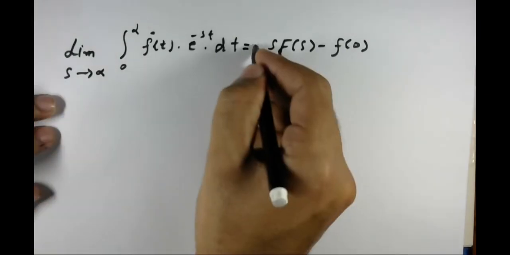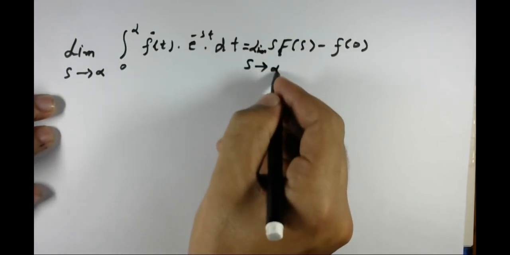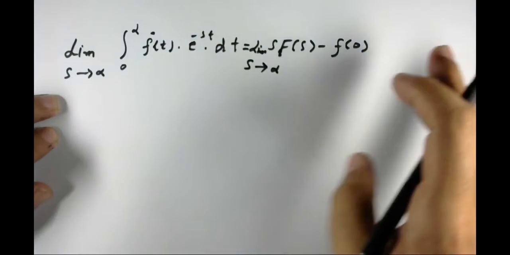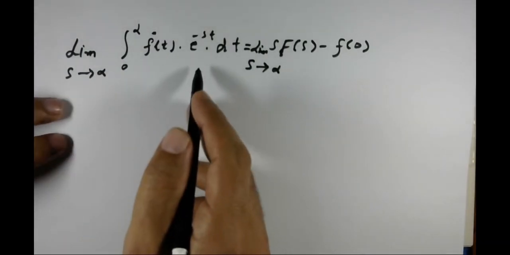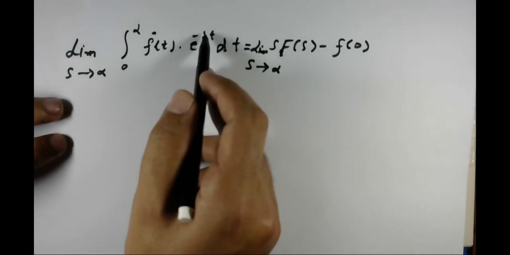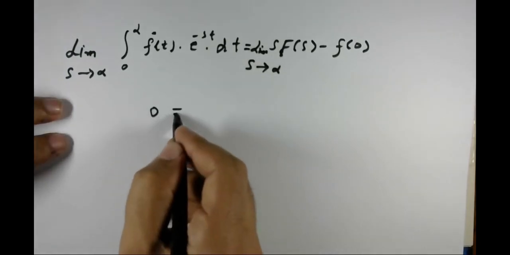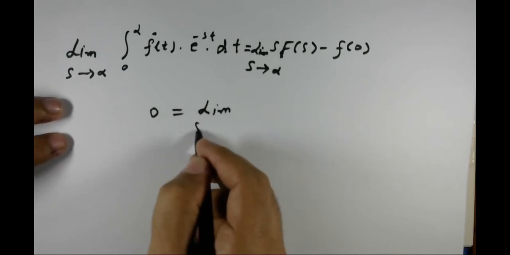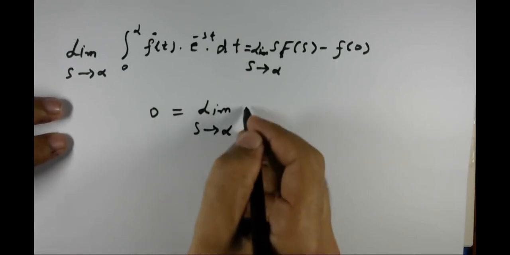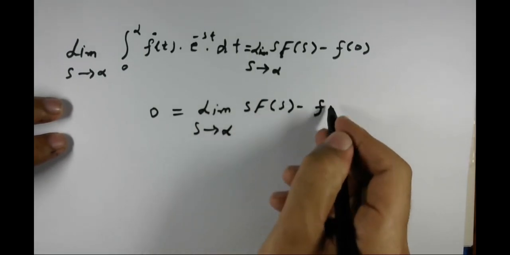Now let's say we apply limit to this total equation, that is, s approaches infinity over here, and limit s approaches infinity over here. What will happen to this when s approaches infinity? Here is a term e raised to the power minus s, so this will be minus infinity. 1 by infinity is 0, so this term will be straight away 0. And here I'm not applying limit yet. So this is limit s approaches infinity, s F of s minus f of 0.